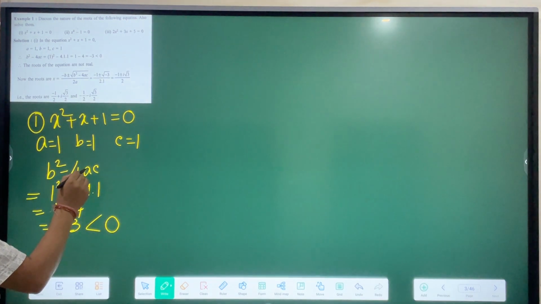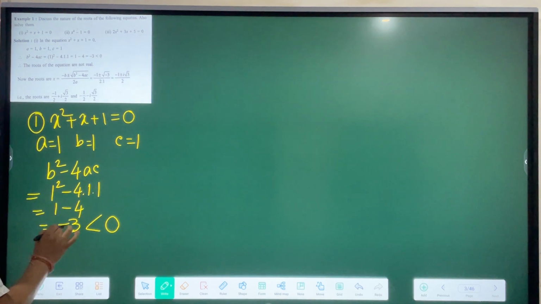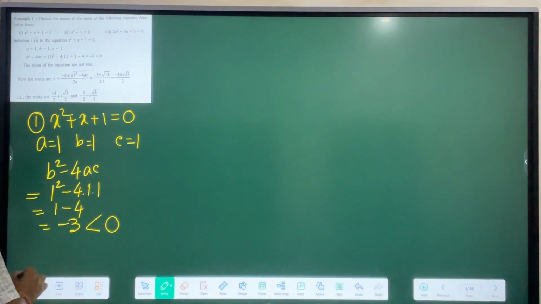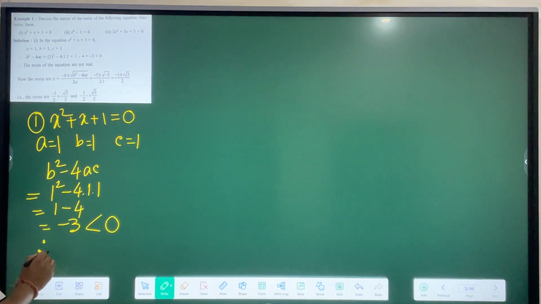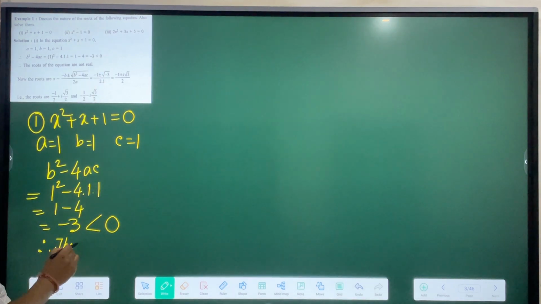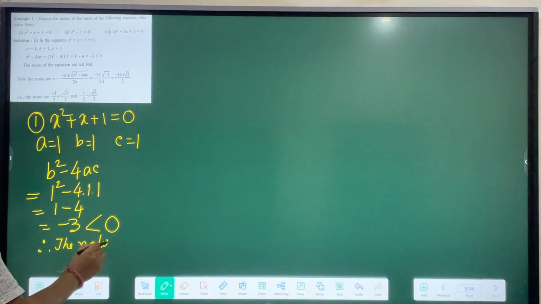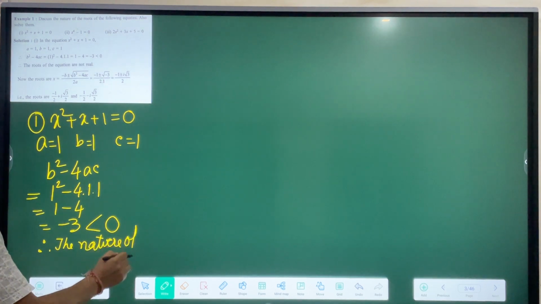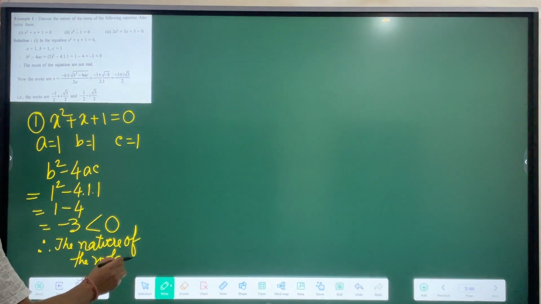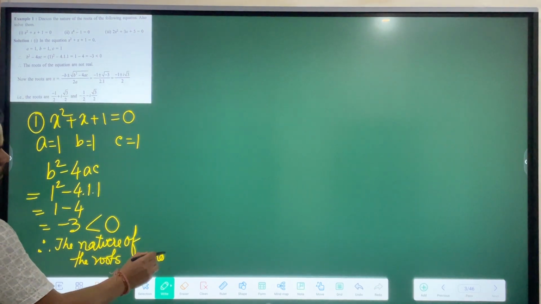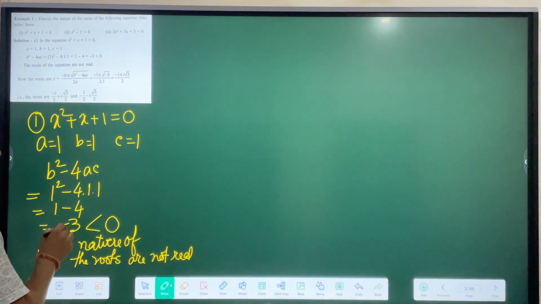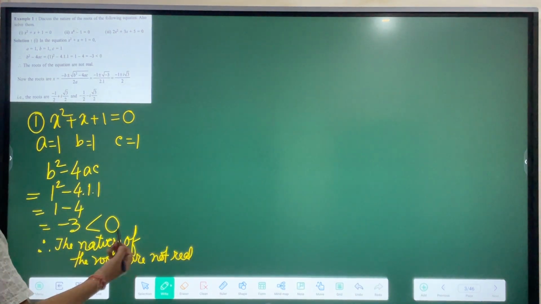That means b square minus 4ac, whatever the calculation we have got, negative, that negative means we understand that this is less than 0. So what will we write? Therefore, the question is asking, discuss the nature of the roots. Therefore, the nature of the roots are not real, because we have got negative value for b square minus 4ac, that is why it is not real.